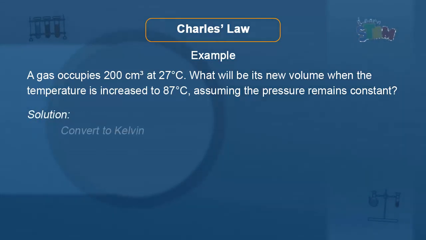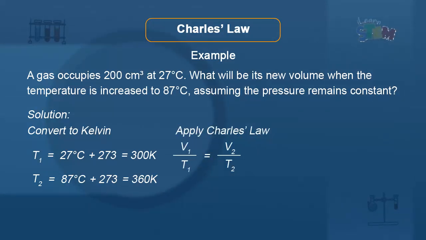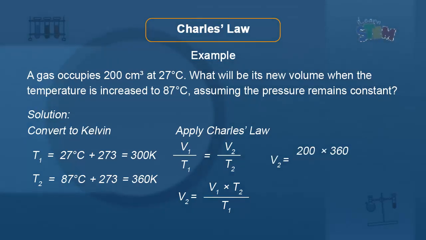Solution. Convert to Kelvin. Initial temperature equals 27 degrees Celsius plus 273 equals 300 Kelvin. Final temperature equals 87 degrees Celsius plus 273 equals 360 Kelvin. Apply Charles's law. Final volume equals initial volume multiplied by final temperature divided by initial temperature. So, final volume equals 200 multiplied by 360 divided by 300.